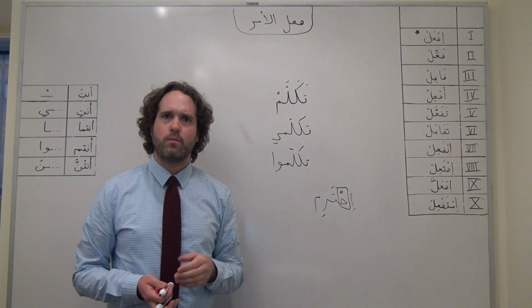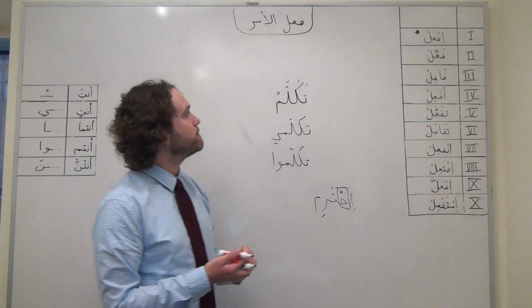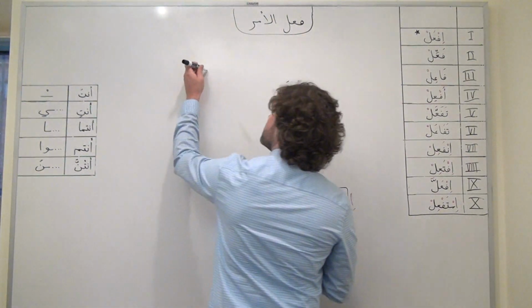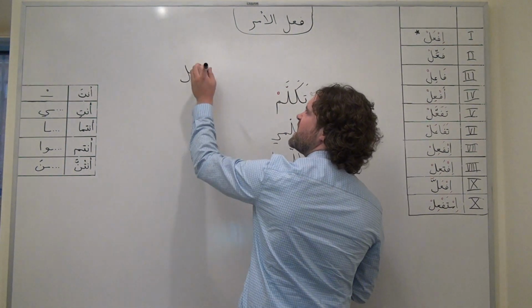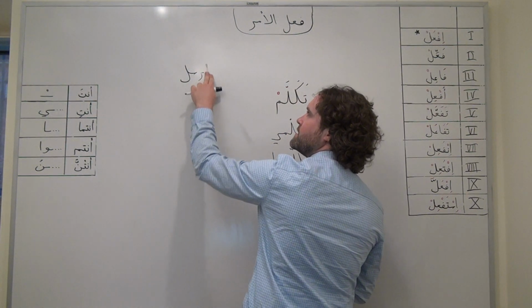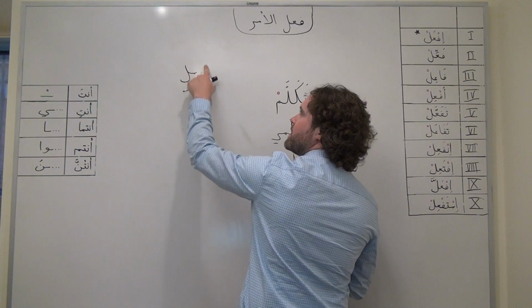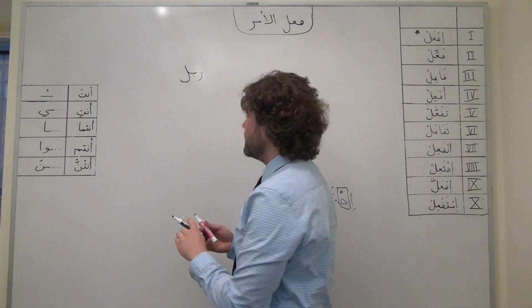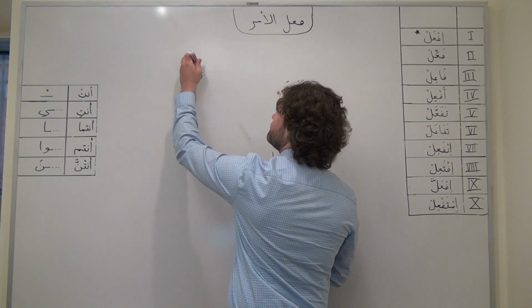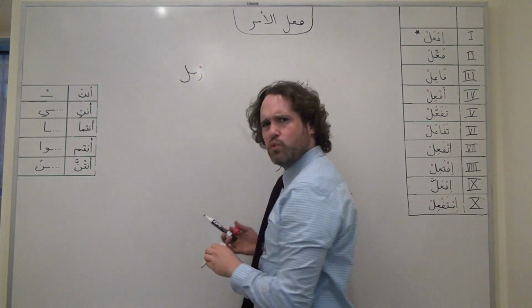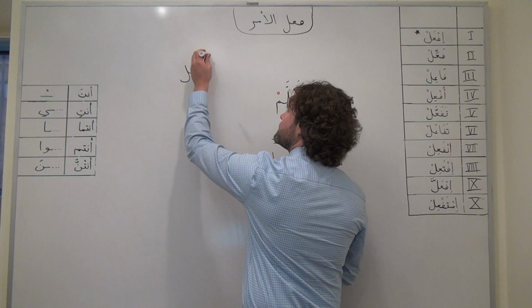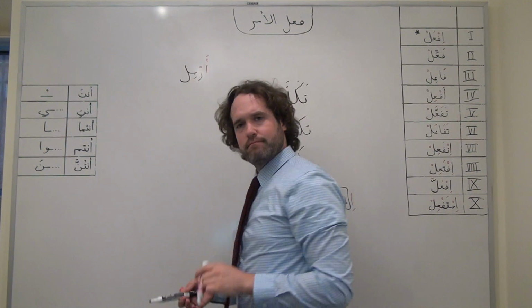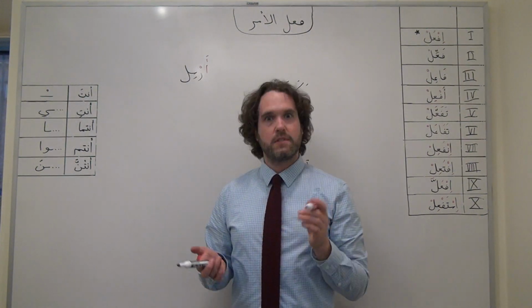So if I wanted to say to someone, send a letter using that verb, yursil, tursil, it doesn't matter what the conjugation is, I would drop that first prefix, and then I would have just a ra with a sukoon, which again isn't allowed, so I have to add that alif. Arsil al-risala, send the letter.